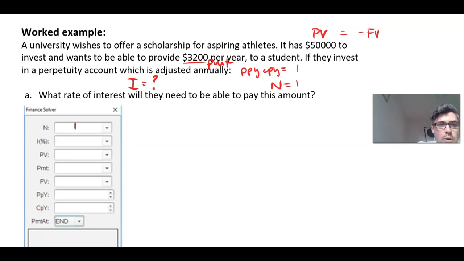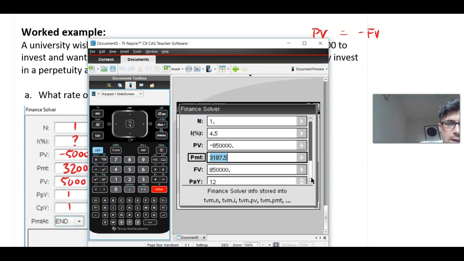So, 1, unknown, minus 50,000. It's minus because we've invested it. PMT is positive 3,200 because we want to get paid that money. FV is positive because we want to have that much money left owing to us in the account. And then PPY, CPY is 1 and 1. If you hit enter on that, we'll see what rate is required.